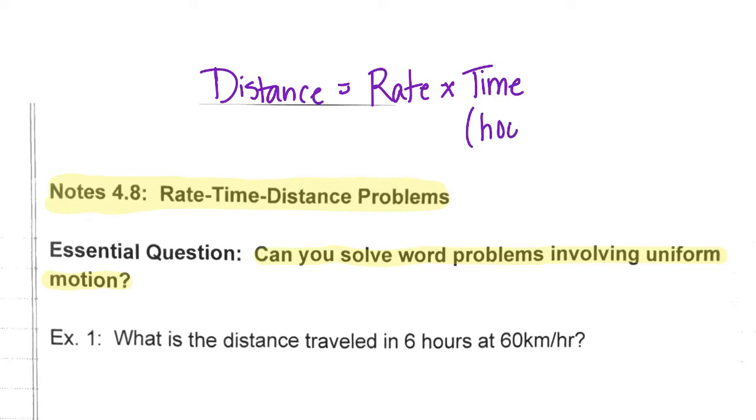Time will always be in hours, so if you get 10 minutes, you have to do 1/6 because there are 60 minutes in an hour. So what is the distance traveled in 6 hours at 60 kilometers per hour? Well, if my rate is 60 and my time is 6 hours, let's set this up as kilometers per hour. In 6 hours, notice that these cancel out very nicely. So the distance would be 360 kilometers.